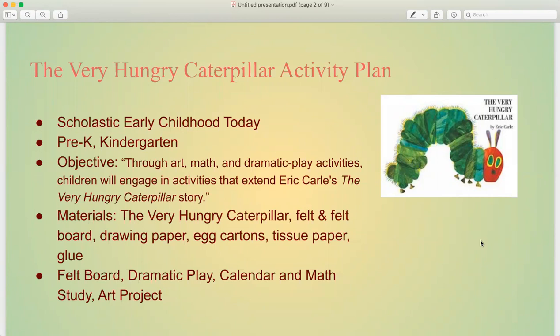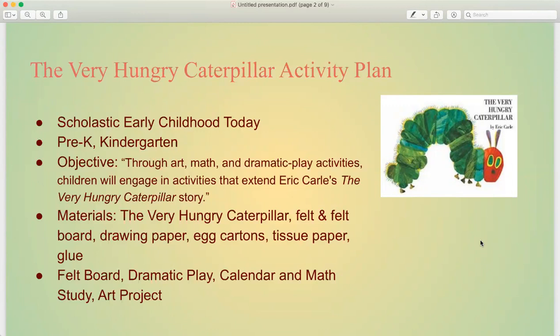The lesson plan I chose to look at was from Scholastic Early Childhood Today. It's early ed, pre-K, kindergarten, and it just aims that the students extend the book, which sort of means that they internalize the concepts and can use what they learn for further knowledge. So the materials are what you need for a felt board, as well as some arts and crafts materials, and the lesson is broken into 4 parts.